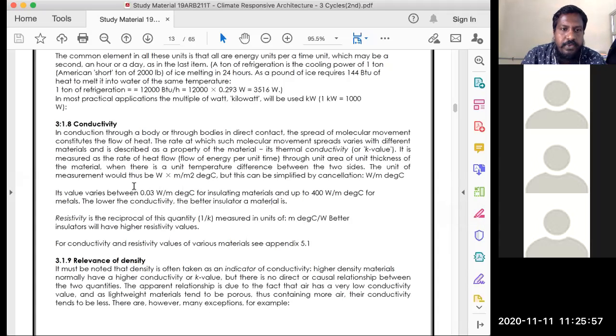The unit of measurement would be watt per meter square degree Celsius. Simplified calculation, watt per meter degree Celsius. The value varies for insulation material. So conductivity, you can note it down. Conductivity is represented with the K value. So how do we work on thermal comfort when looking at a specification? If the K value of two different materials, the higher the number, then it has more conductivity.